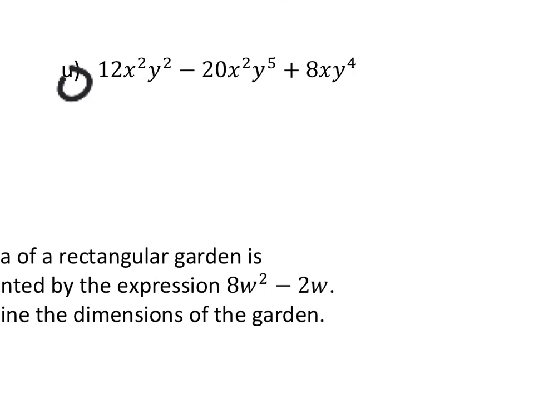Letter U, 12, 20, and 8. The greatest common factor there is 4. I have x squared, x, so I'm going to take out x squared. Y squared, y to the 5th, y to the 4th. The smallest is y squared. Again, in my parentheses, I should have 3 terms. So I started with 3 terms. So 12 divided by 4 is 3. X squared divided by x squared is 1, so the x's are canceled. Y squared divided by y squared, y's are canceled again, so I just have a 3 as my first term. 20 divided by 4 is 5, or negative 20 divided by 4 is negative 5, if it helps you to visualize the negative. The x's again cancel, I'm left with y to the 3rd. 8 divided by 4 is 2.